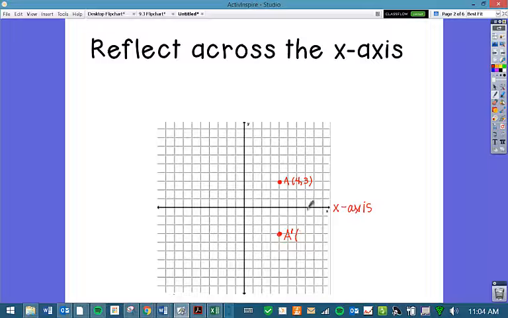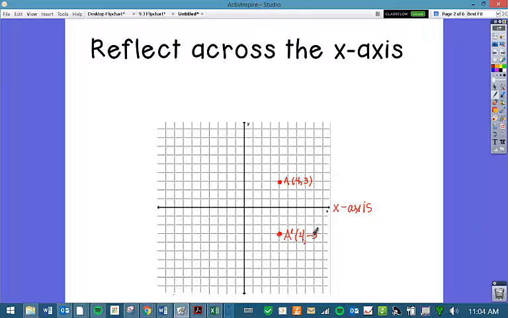And I didn't move it to the left or to the right at all. So my x-coordinate is still 4. My y-coordinate is now -3. I moved it 3 units below the x-axis. So the rule is we are going to take our point (x, y) and we're going to change the sign of the y-coordinate. If you notice, my x-coordinate stayed the same. My y-coordinate went from positive to negative. So I'm going to multiply my y-coordinate by -1.